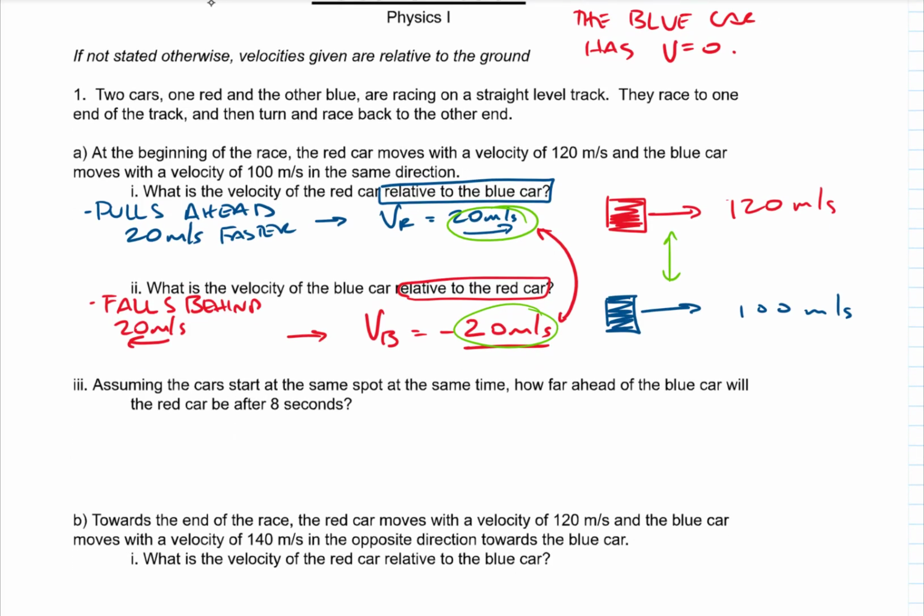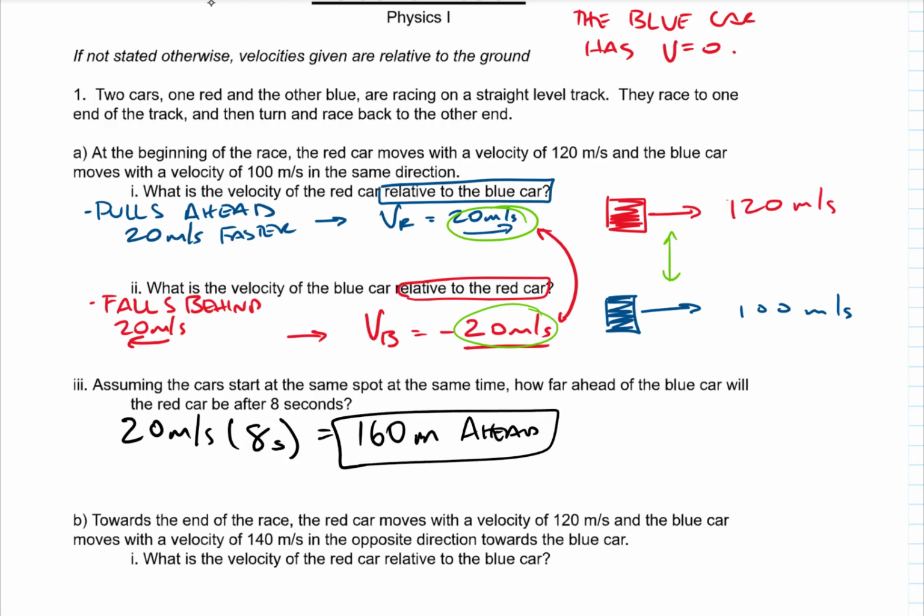Now, assuming the cars start at the same spot, how far ahead of the blue car will the red car be after 8 seconds? The best way to do this is to say, okay, I just want the distance between them. So their displacement is going to be their relative velocity, 20 meters per second, times the time, 8 seconds. It's going to be 160 meters ahead. We're just going to multiply those two things together to get it.